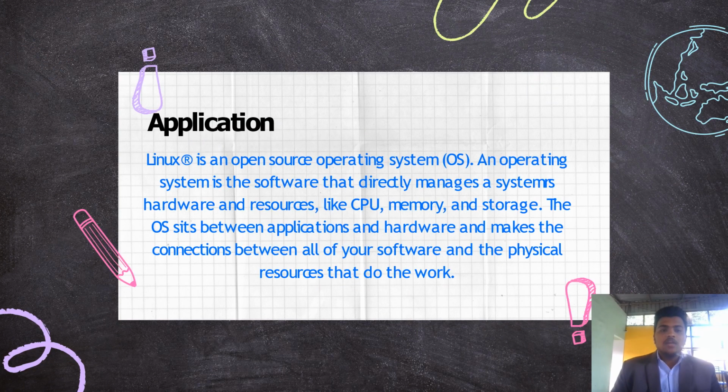So let us see the applications of Linux. Linux is an open source system. An operating system is the software that directly manages a system's hardware and resources like CPU, memory, and storage. The OS sits between applications and hardware and makes the connection between all our software and the physical resources that do the work.